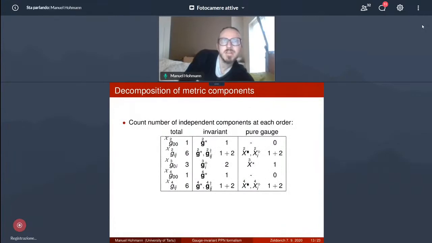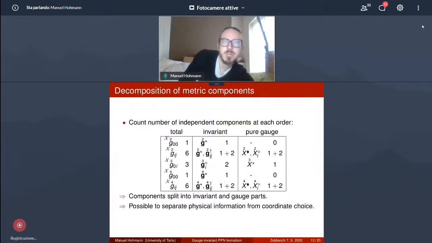Now, if we look at this expansion, we can count how many independent components we have at each perturbation order. In the PPN formalism, the only important perturbation orders in the metric are second, third, and fourth velocity order. And we see that indeed the number of independent components of the arbitrary metric exactly splits into the gauge part and the gauge invariant part. So that is a nice property that we would like to show here. That means that in this formalism we can really separate the physical information from the coordinate choice. So we don't have to make any particular coordinate choice anymore.